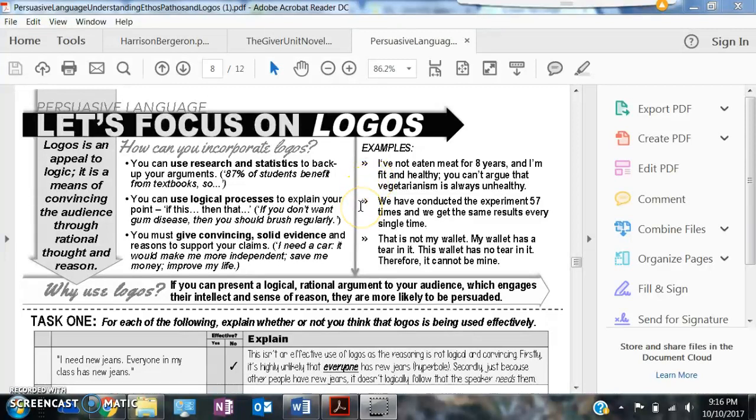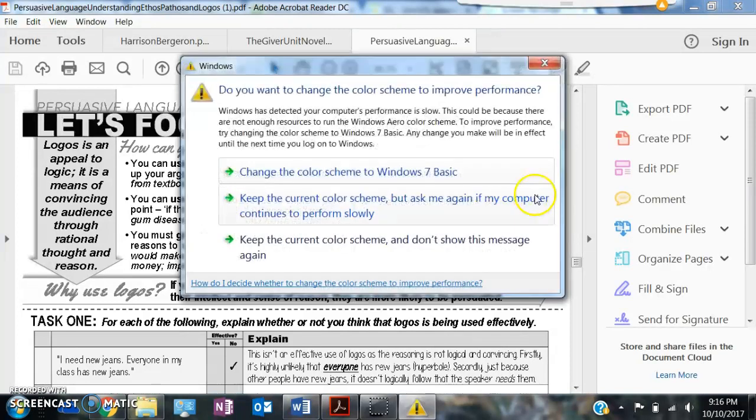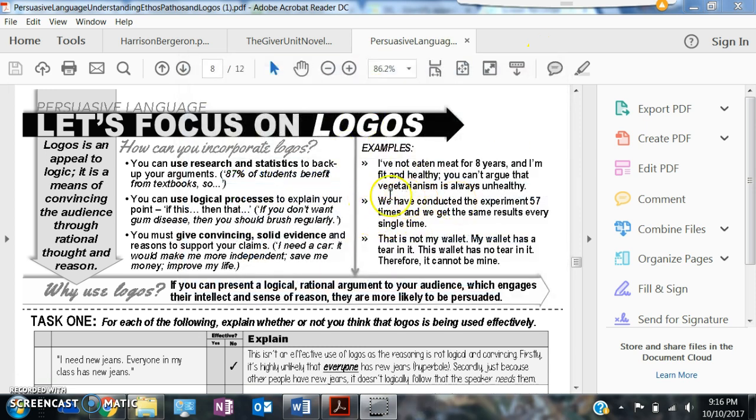Okay, our second example. We have conducted the experiment 57 times, and we get the same results every single time. Again, we have a number, so that makes sense that we would count it as logos.